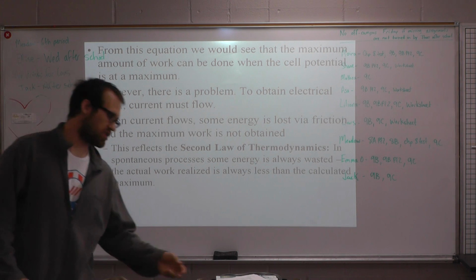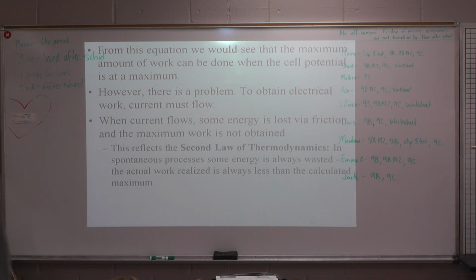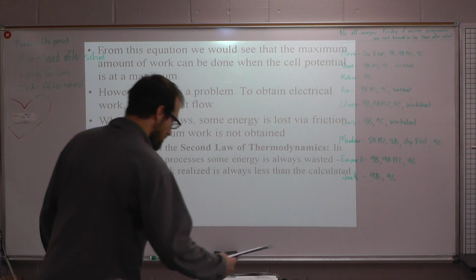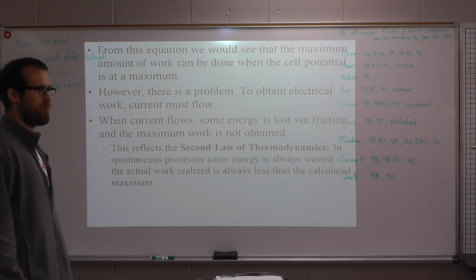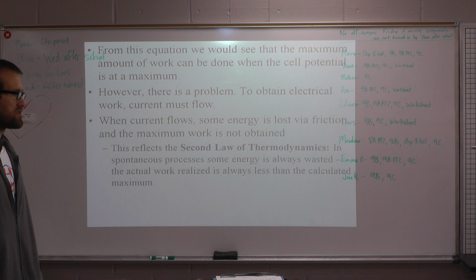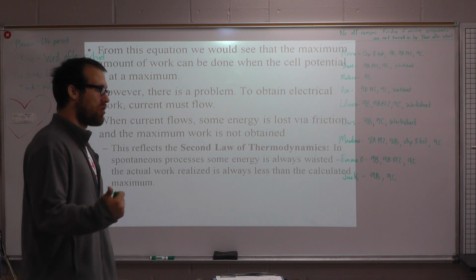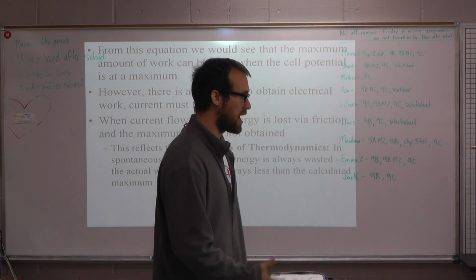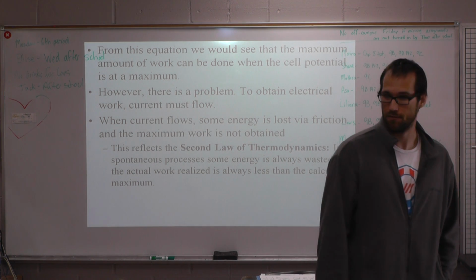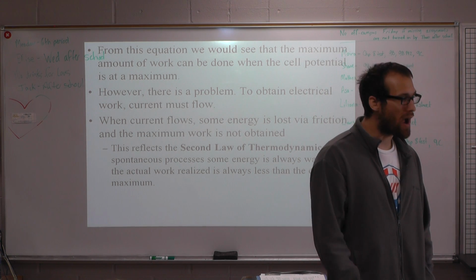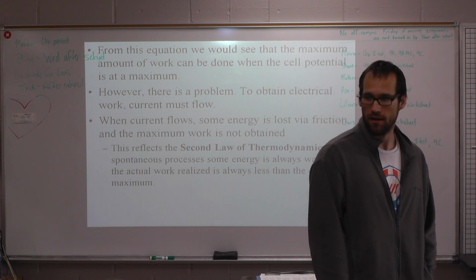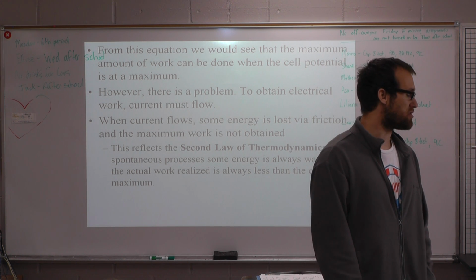So from the equation I just showed you, E equals negative W over Q, we can see that the maximum amount of work done is when we have a maximum cell potential. However, there is a problem, as you might imagine. When electricity starts flowing from one terminal to the other, there is a certain amount of resistance in that wire. What I mean by that is some of the current will rub against the particles inside of the wire, causing friction. That's why wires usually are insulated, right? Because there is a certain aspect of resistance even in a metal wire.